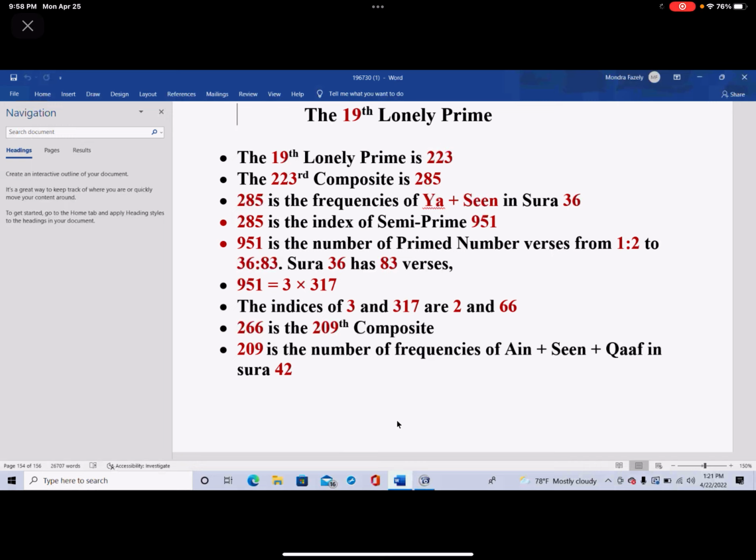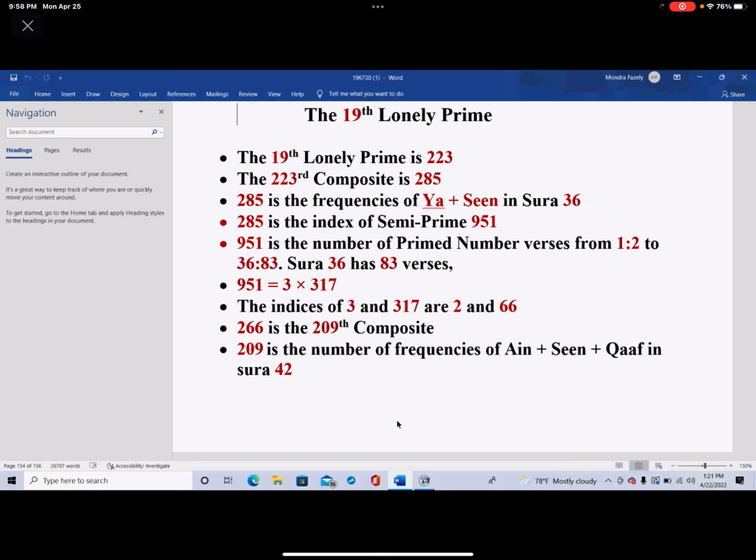The 223rd composite happens to be 285. But 285 is the frequencies of Ya plus Sin in Surah 36. And remember now, Surah 36 is actually the 19th initial surah in the Quran. It's called Yasin. And 285 is the index of semi-prime 951.